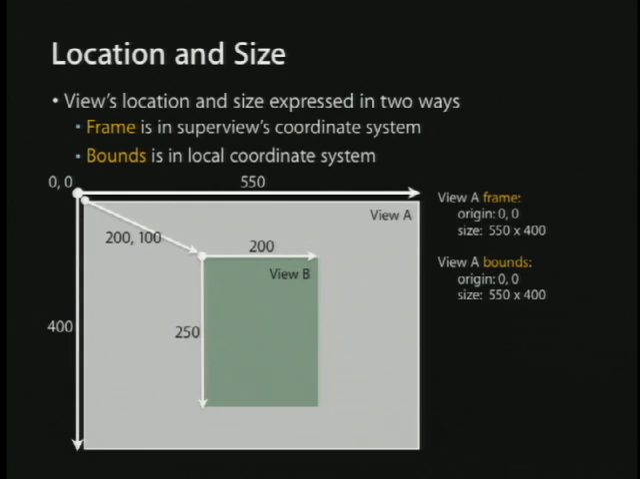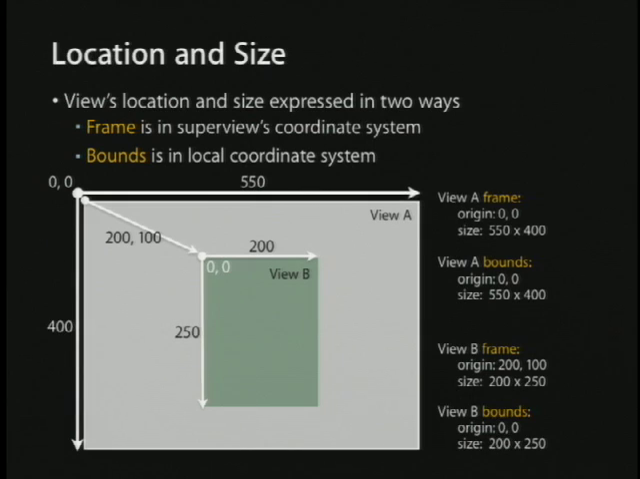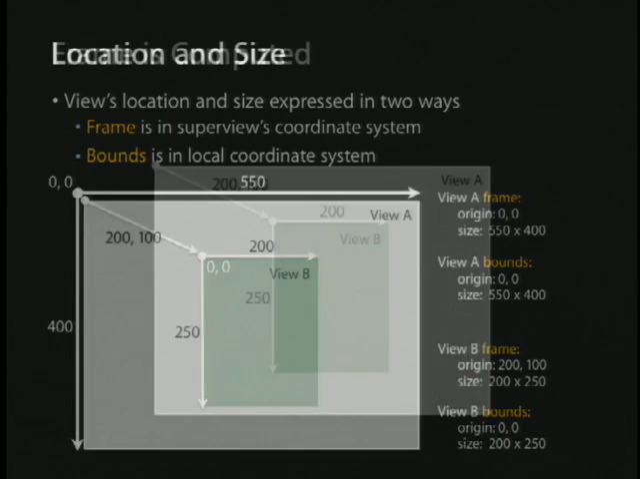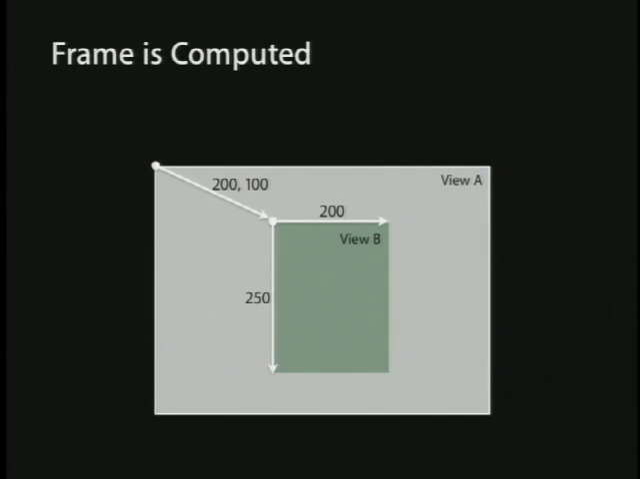And then its view size is going to be 200 by 250. So the entire frame of that view, the location and size in its superview coordinate system, is x, y 200, 100, with height 200, 250. Now its bounds, since the bounds are in the coordinate system of the view itself, again, the origin is going to be 0, 0, and the size is going to be 200 by 250. It's the same as the superview. All right, so that's kind of the simple case.